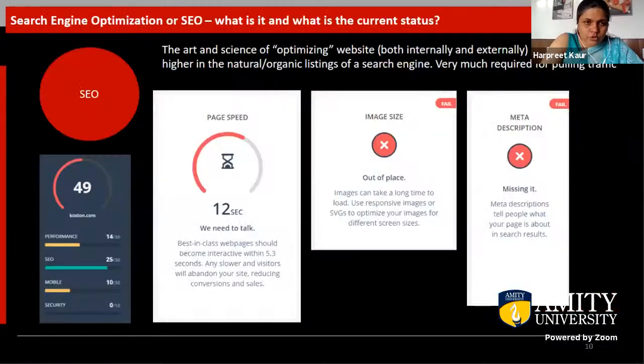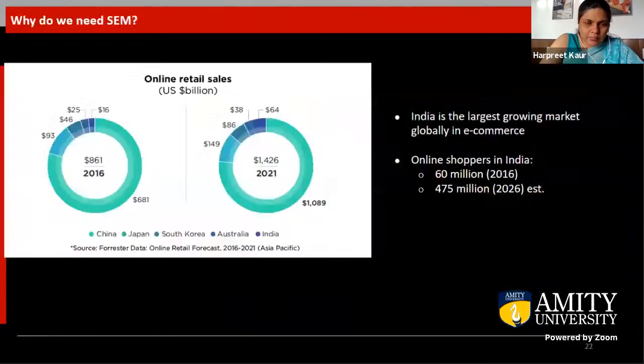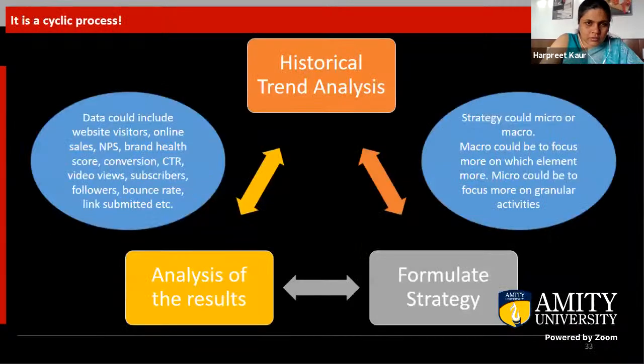So SEO. When this particular player had come to me for some consulting, they wanted me to plan a digital marketing strategy for them. Now, before one can plan any digital marketing strategy, you need to look at the data. Let me just quickly go to the last slide before I come here. It is a cyclic process. Like I just now said, it is a cyclic process. You do historical trend analysis, you formulate a strategy, you analyze the results, and then again you do the trend analysis. So you do a trend analysis, you formulate a strategy, results will come, you analyze. So it's like a cycle.